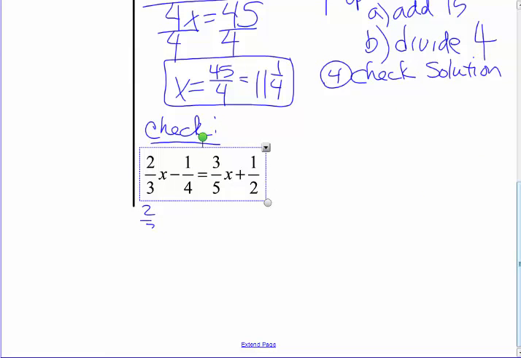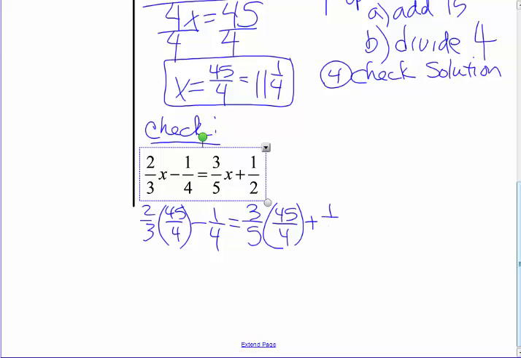So we're going to have 2/3 times 45 over 4 minus 1/4, equals 3/5 times 45 over 4 plus 1/2. So all we did is replace our x's with our answer. And now we'll need to do some simplifying. So in this case, 2 goes into 4 twice. 3 goes into 45. Is that 15? So I try to simplify it as much as I can, although I might need to do some common denominator work later. But try to do some simplifying.